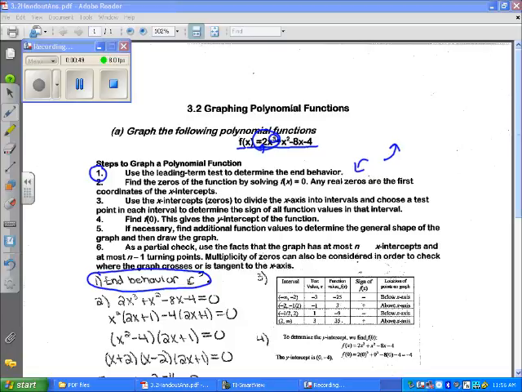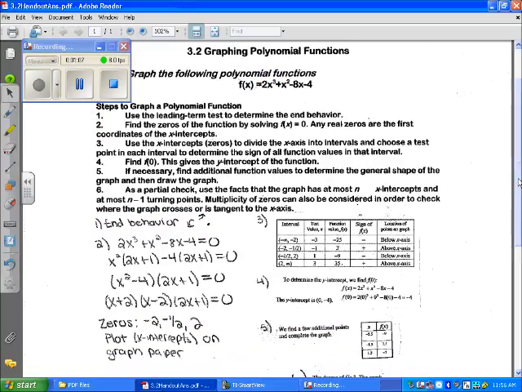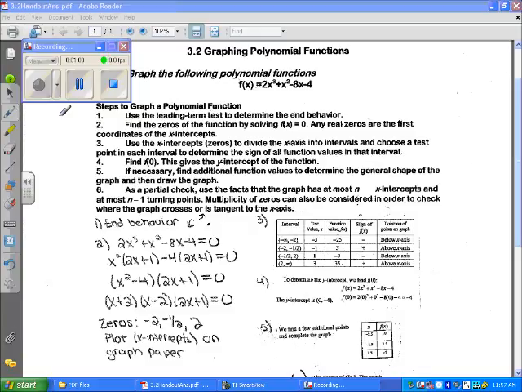Okay, now let's go to step 2. Step 2 says find the zeros of the polynomial function by setting f of x equal to 0. So what we did here is I set f of x equal to 0. Let me just move down a little bit here. There we go. Okay, so here's f of x. I set it equal to 0, and I solved below here. And then we got the zeros to be -2, -1/2, and 2. Those are my 3 zeros, or my 3 x-intercepts. I will plot them a little bit later.